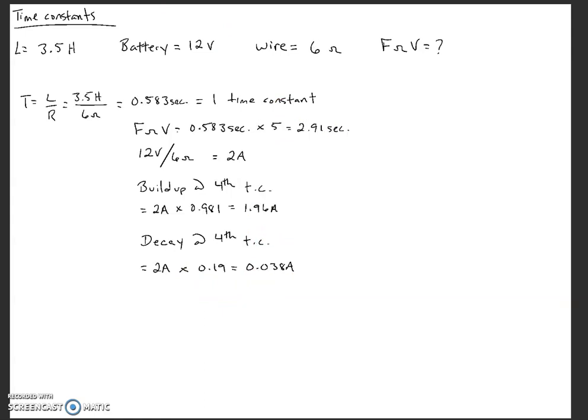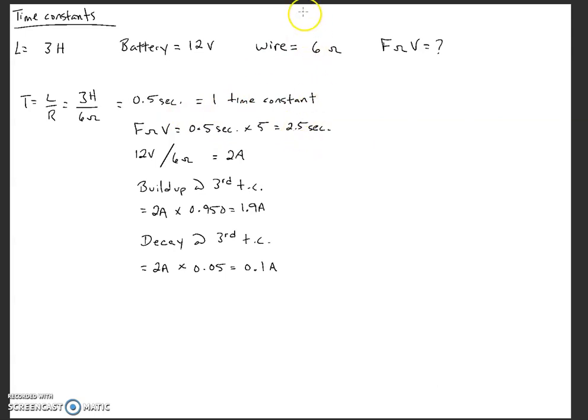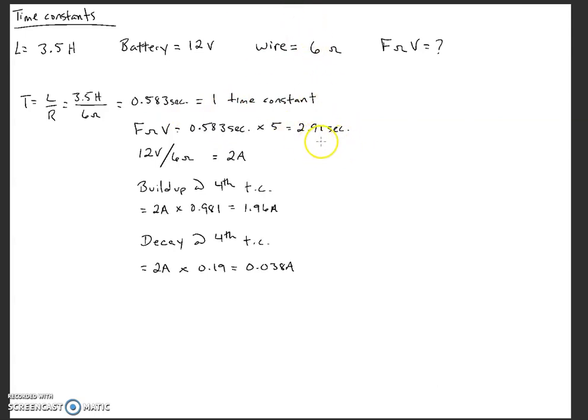Now, if we just change the henries, so 3.5 henries, the inductance is larger now, but the resistance is staying the same. We have 0.583 for one time constant. Now notice we went from 0.5 to 0.583. Same current, but we have more inductance. So if we add inductance, it affects the amount of time it takes to build. If we have more current, it also affects the amount of time it takes to build. I just wanted to show that relationship between them. So we got 2 amps for a time constant, apply the numbers, 1.26 and 0.738.